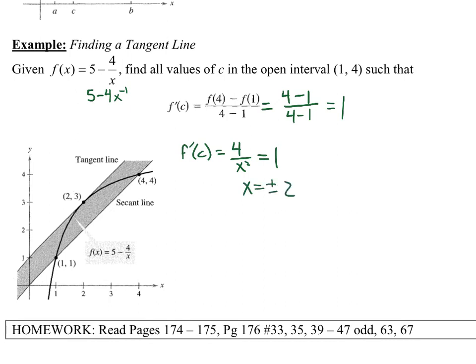But what will c equal? c will only be 2 because I have the interval from 1 to 4. Negative 2 we don't really care about here. Okay? So there we go. We have c equals 2. That's the value that was guaranteed by the mean value theorem.